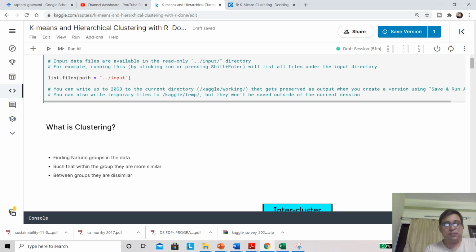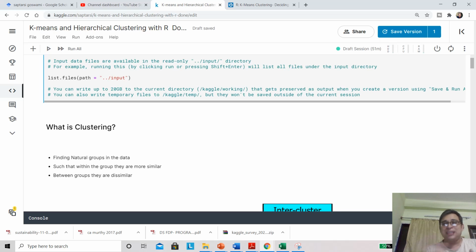Hi guys, this is Saptarshi here, and in today's session we are going to look at two important clustering algorithms, namely K-means and Hclust using R programming. You must have figured out that this is a hands-on session. However, no worries, we are going to do a quick recap of the necessary theoretical concepts.